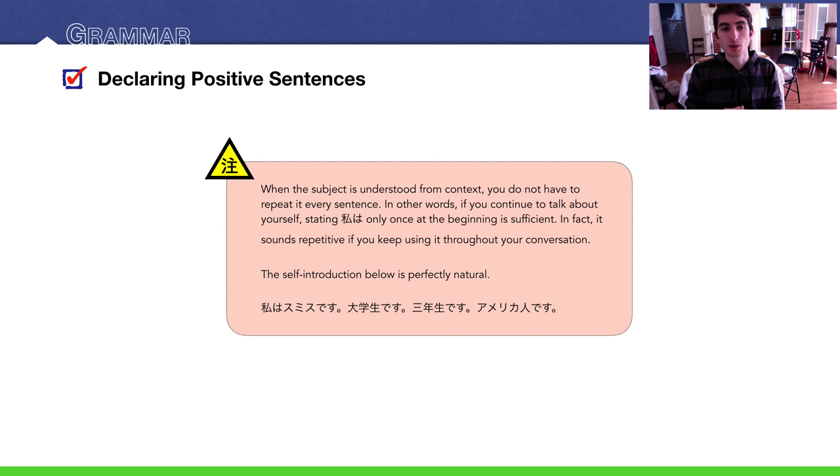Oh, this is very important. When the subject is understood from context, you can just omit it. Just get rid of it. You don't have to say 私は every time. Actually, it doesn't sound good in Japanese. Not at all. Just saying it once at the beginning is sufficient.